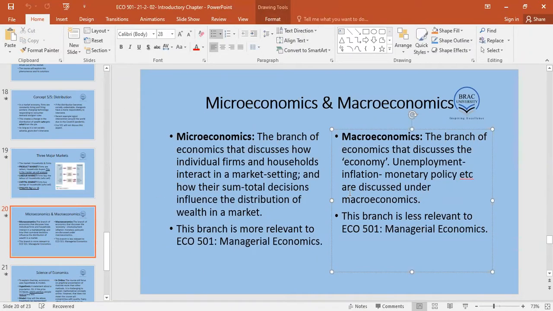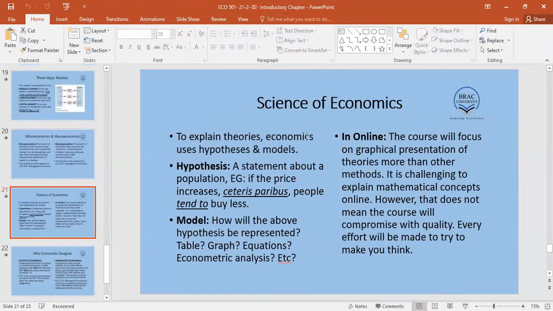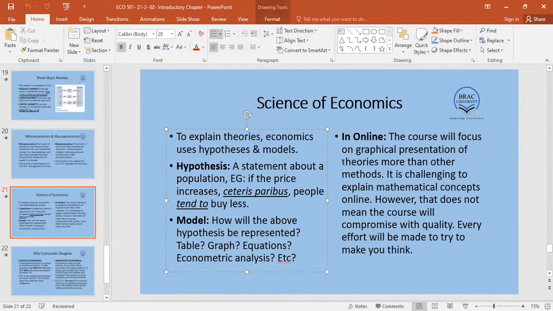Macroeconomics is when we discuss the economy. We discuss unemployment, we discuss GDP, we discuss inflation, etc. We are not interested in that type of economics. Now, this we will be discussing in more detail in the next week.